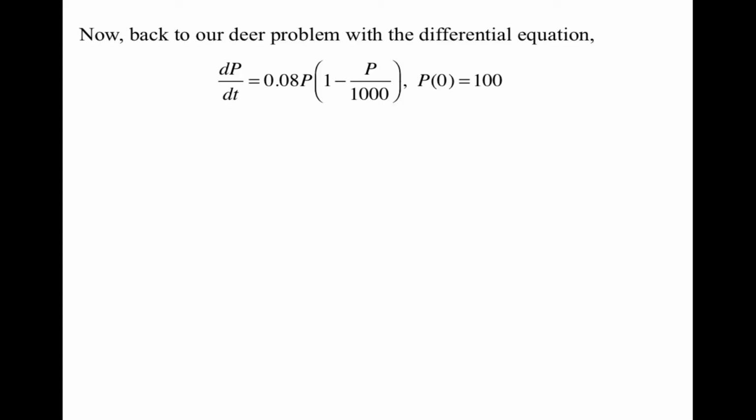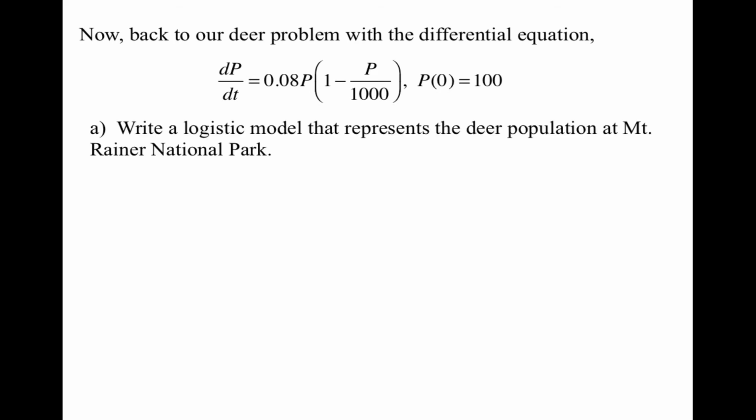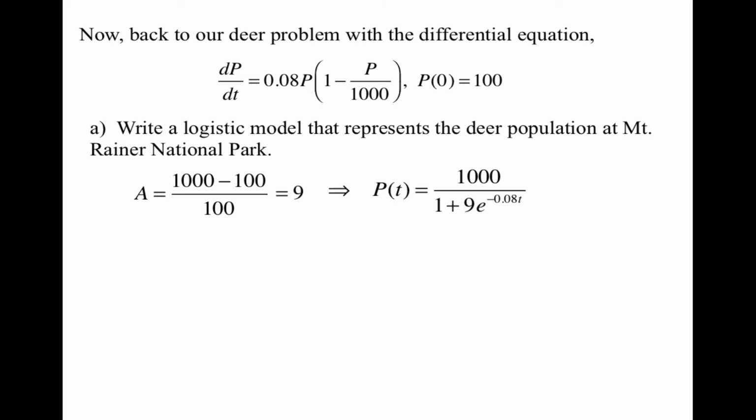All right, so now back to our deer problem with the differential equation. Now let's go ahead and write a logistic model that represents the deer population at Mount Rainier National Park. So first we need to find A. So our carrying capacity minus the initial over the initial, which reduces to 9. So that means that my particular solution will be P(t) equals 1,000 over 1 plus 9e to the negative 0.08t.